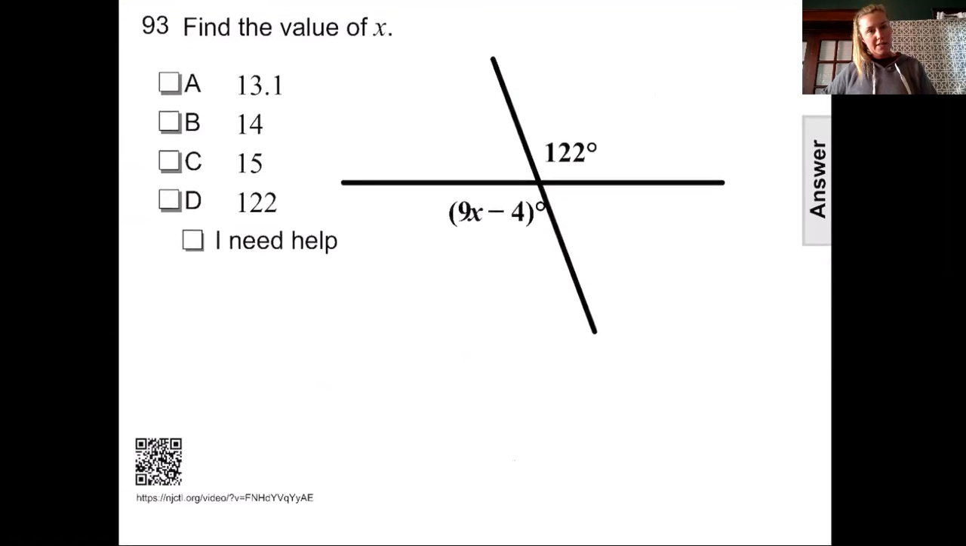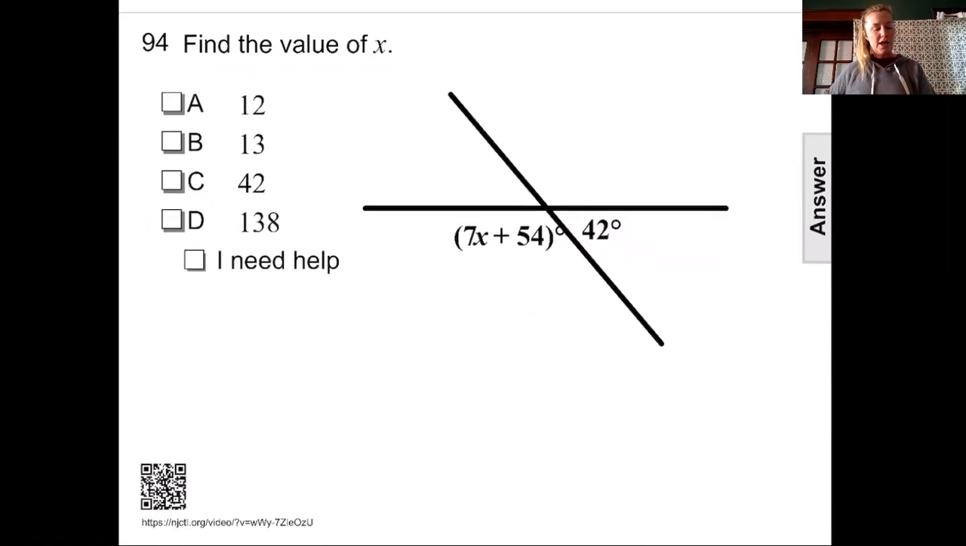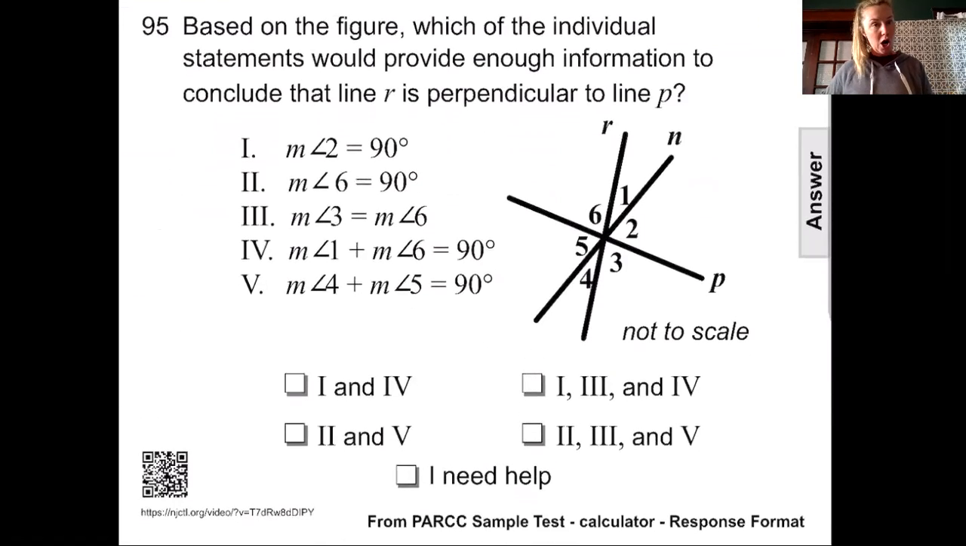93, we have 9x minus 4 equal to 122. Same concept. You're going to solve because they're vertical. 94, these are on a straight line. So 7x plus 54 plus 42 equals 180. They're supplementary. And this one is not on your knowledge check.